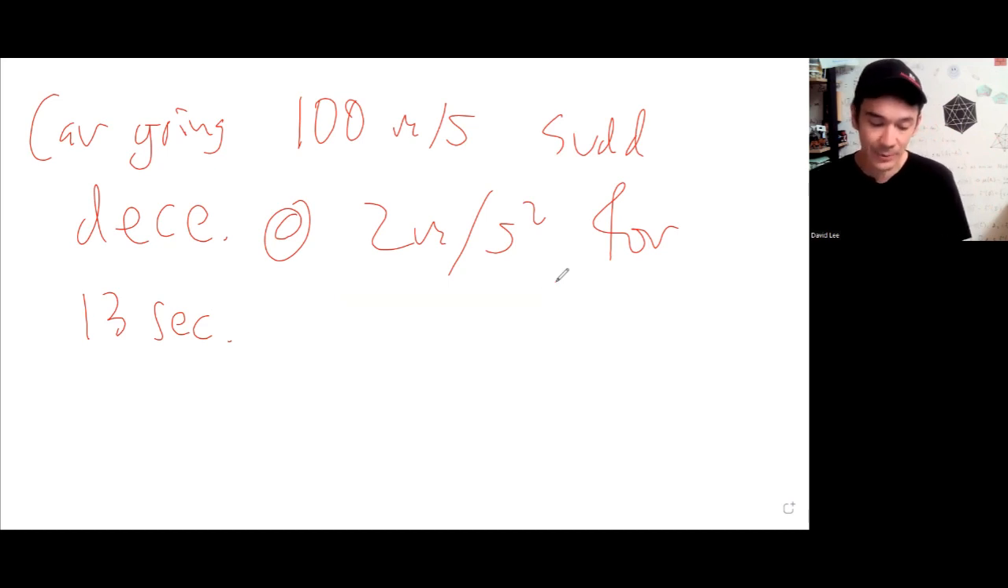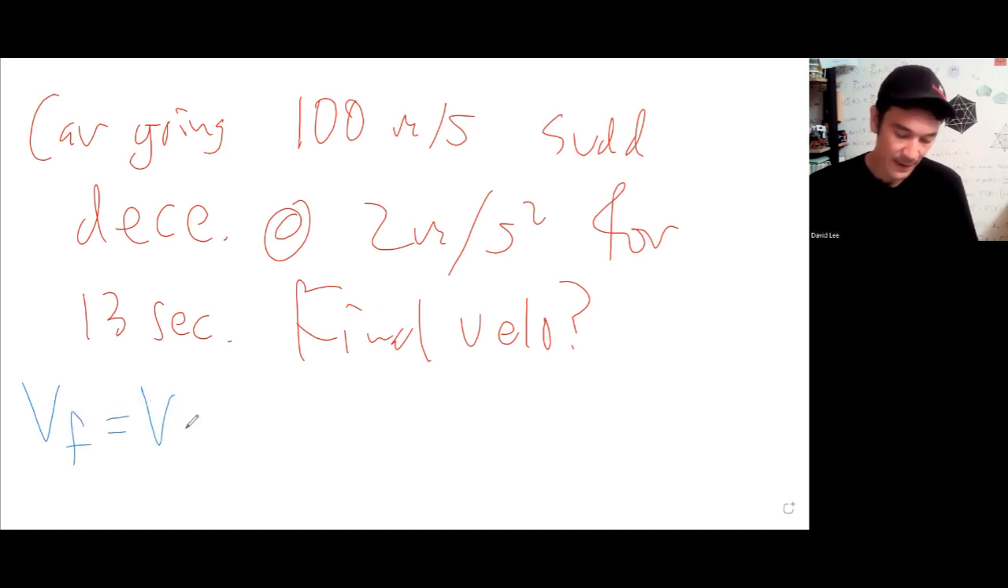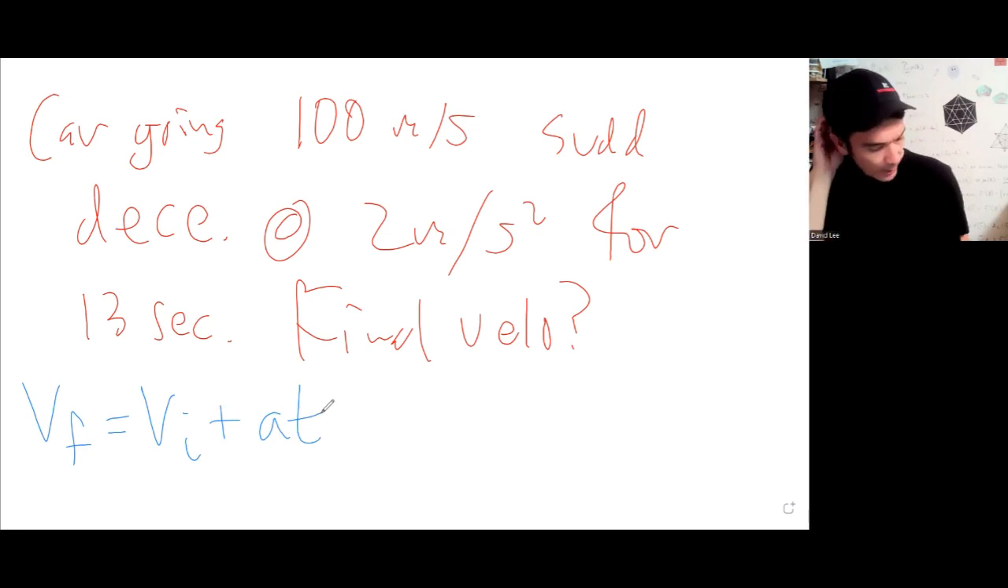The question naturally would be, what is the final velocity, right? What's the final velocity? So to accomplish this, we need a formula. And the formula we can use looks like this. Let's go here in blue. It goes V sub F equals V sub I plus AT, where V sub F is the final velocity, this is the initial velocity, this is acceleration, and this is time.